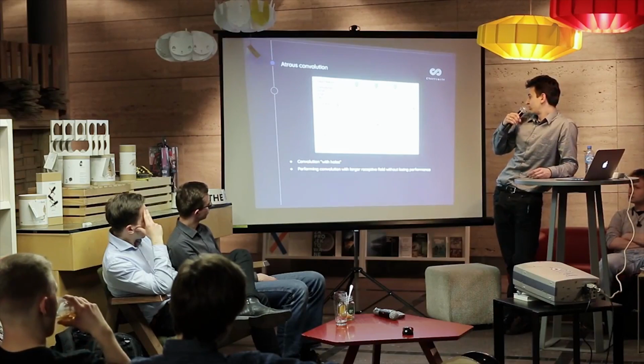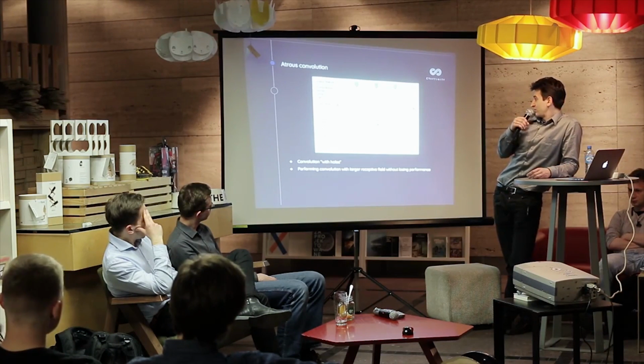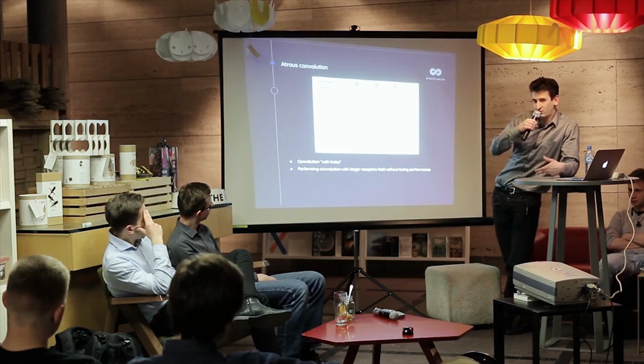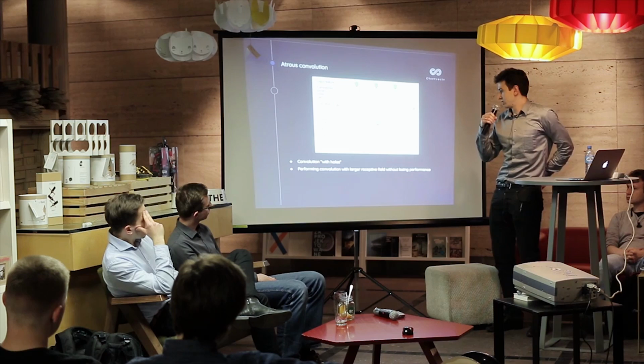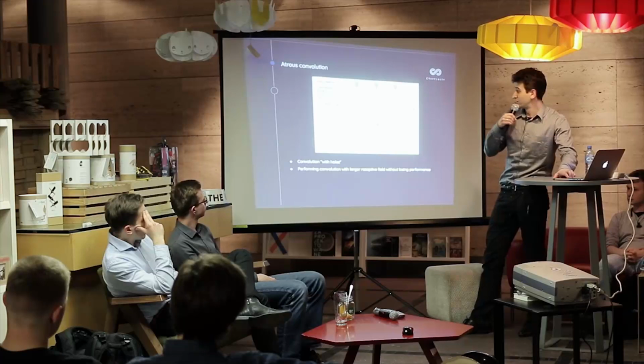But in convolution with holes, we skip some input variables, taking every second or every third value depending on the parameter rate. So why is it useful? We can perform the convolution with a larger receptive field because we are skipping some parts of the input without sacrificing the performance too much. So, for instance, we can take a larger context when performing the convolution.